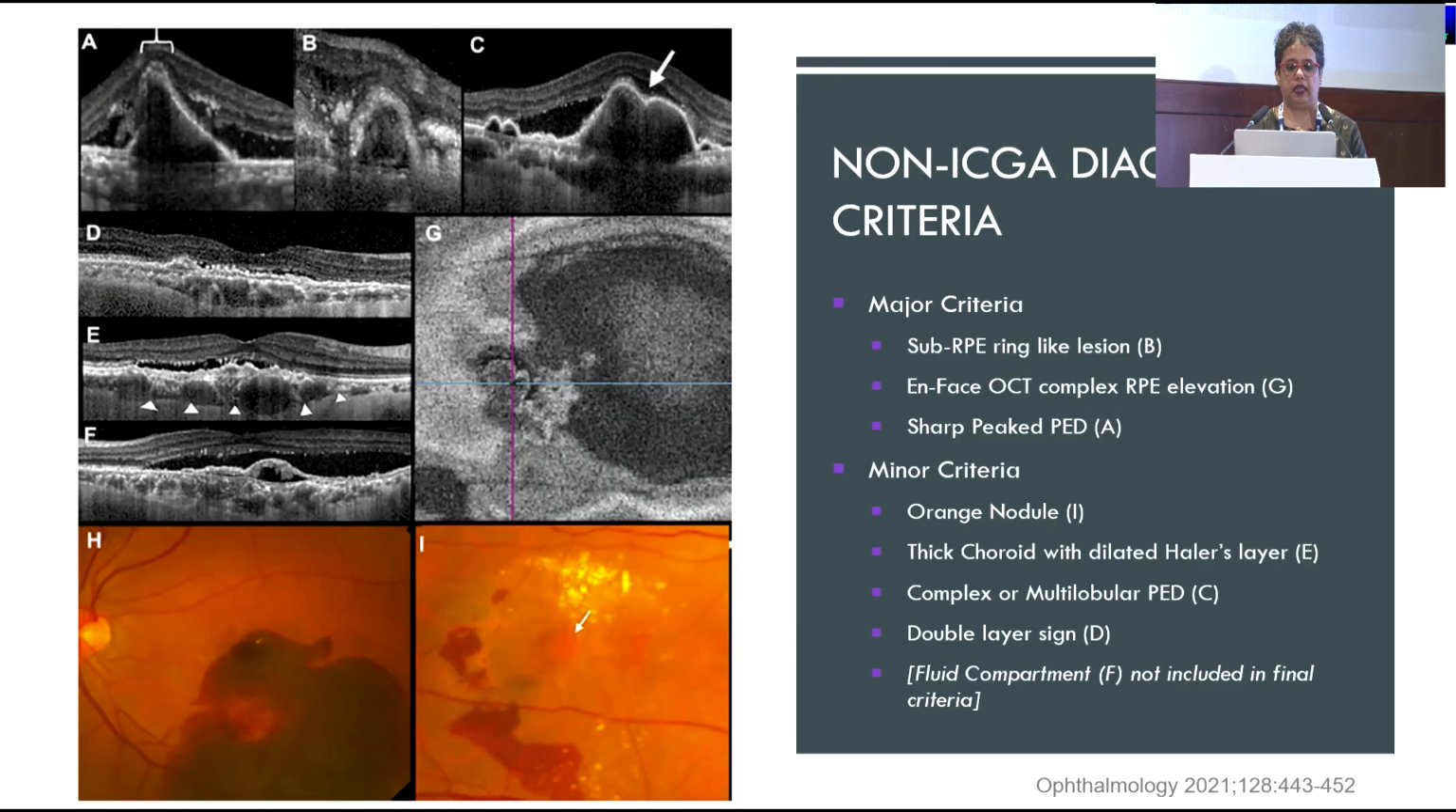These are the non-ICGA diagnostic criteria which this consensus nomenclature has described for us, and it has three major criteria. The first is the sub-RPE ring-like lesion, the second is the en-face complex RPE lesion, and the third is the sharp-peaked PED. You have minor criteria like the orange nodule, the thick choroid, the double layer sign, and the complex multilobular PED. The fluid component was also studied and evaluated but does not form a part of the minor criteria.